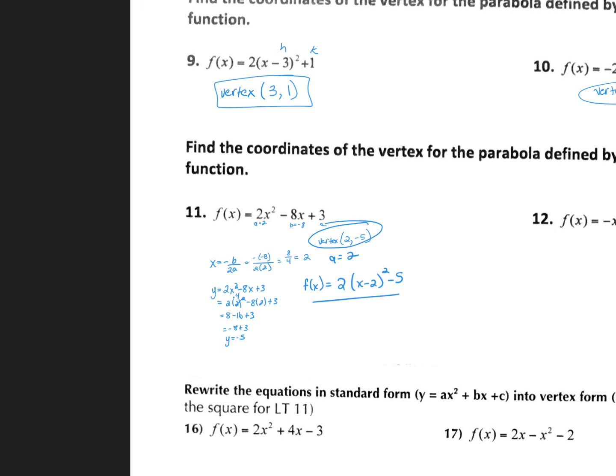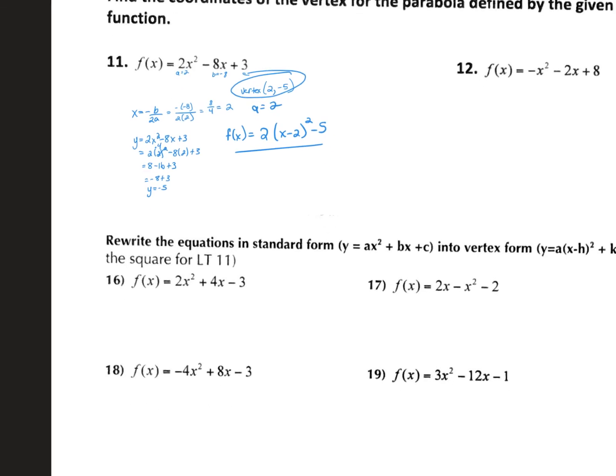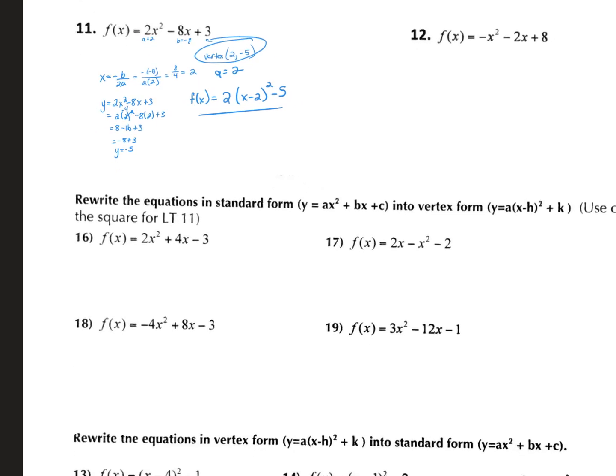All right, rewrite the equation in standard form, or this equation is in standard form, write it into vertex form. It says use completing the square. Do I have to use completing the square? No, because I just showed you guys, if you find the vertex, if you do negative b over 2a, find the x part, then plug it back in and find y, you can put it in vertex form. You don't have to complete the square.